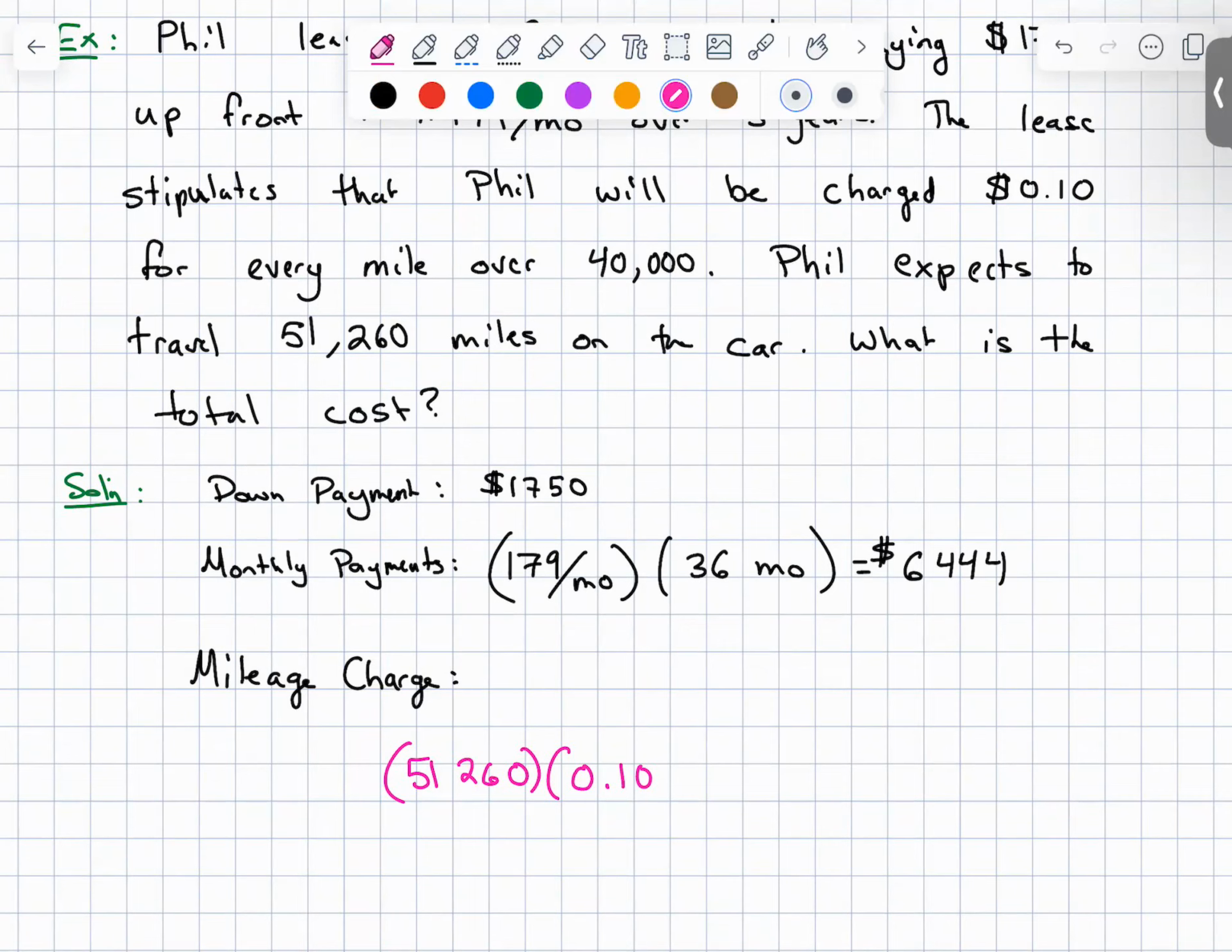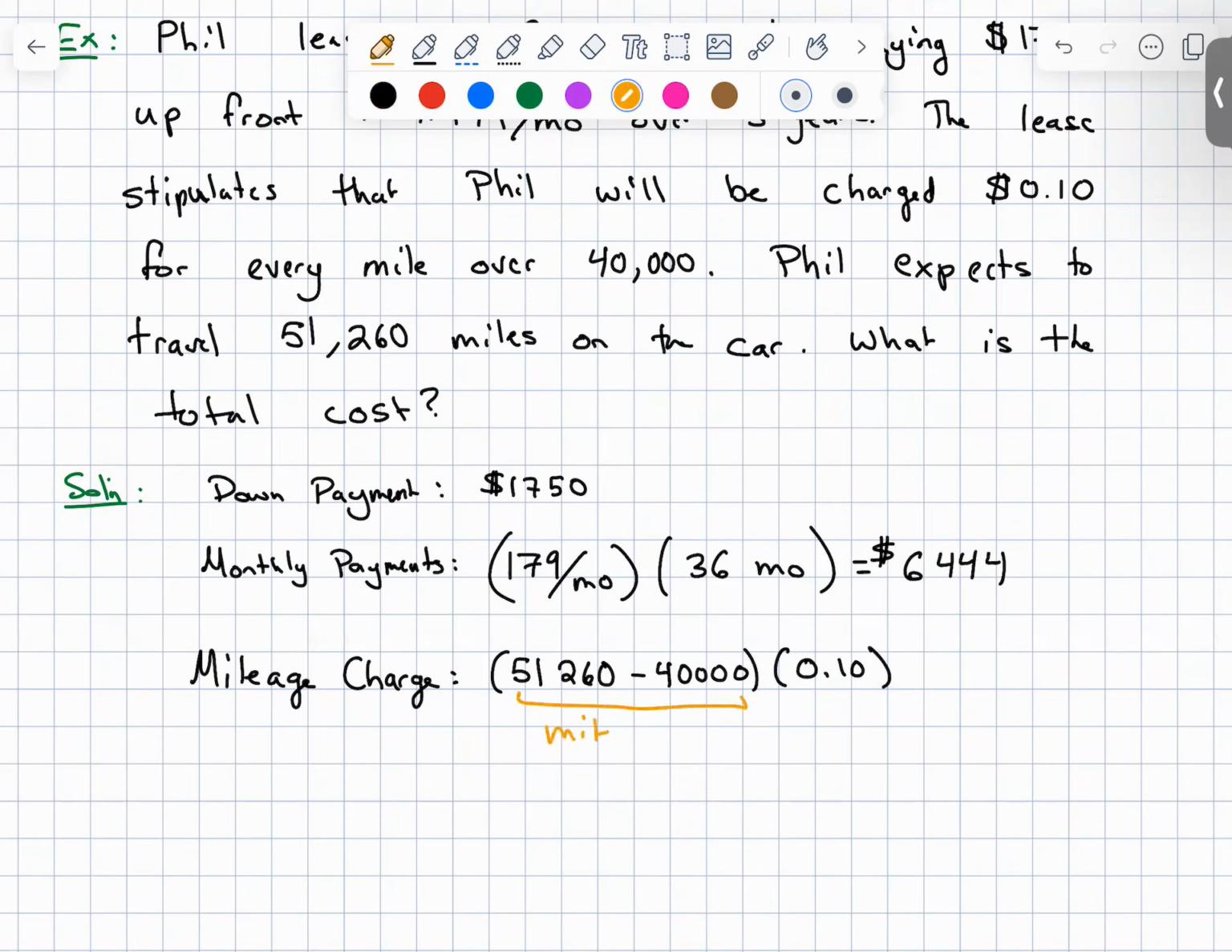Yes, Lizette. Exactly right. So you're only charging after 40,000. So it's really only 11,260 miles. The way I got that is it should be 51,260 minus 40,000, times 0.10. This right here is the miles over 40,000, because we're only charged for the mileage after the 40,000.